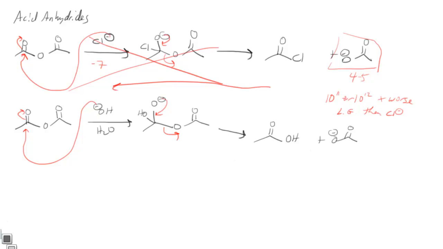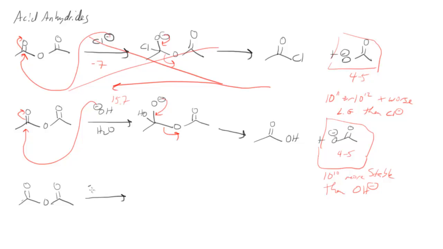Again, look at pKa's. Here we have about 4 to 5, and here we have 15.7, looking at the pKa of the conjugate acids. So what that means is that this is more stable than hydroxide, again by about 10 to the 10 to 10 to the 11 times. So will this reaction occur? Absolutely. This one will occur.